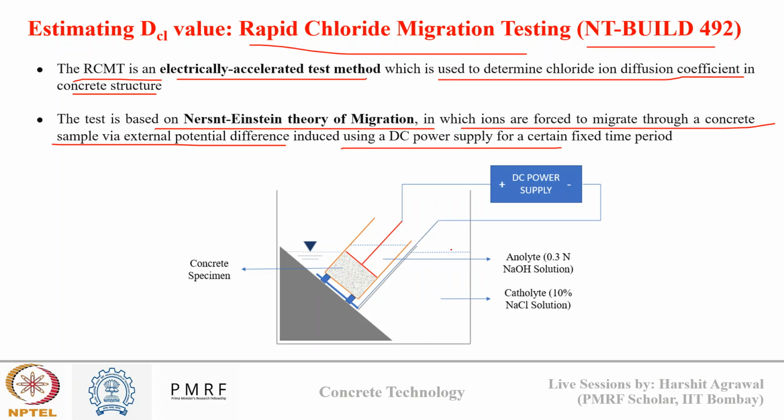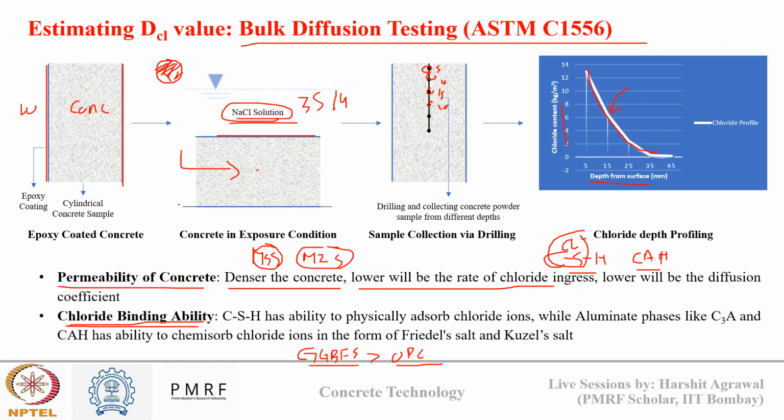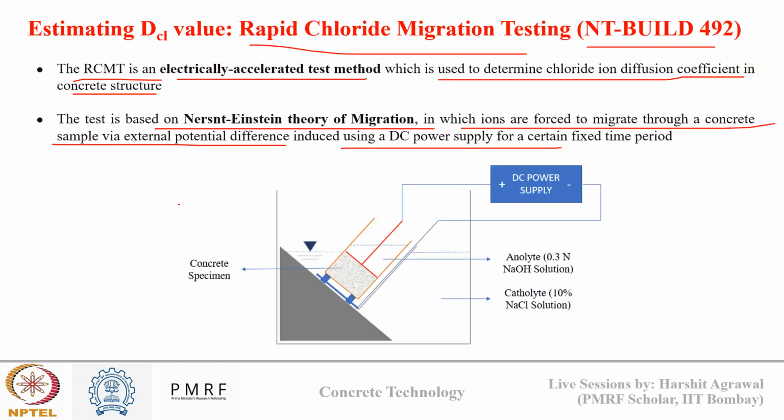So basically what happens, the chloride diffusion testing that we saw just now takes almost 35 to 40 days to give us some result. However, on site, sometimes when we prepare a trial concrete, we need the judgment of durability very quickly. And in such cases, we can use RCMT, rapid chloride migration testing, instead of bulk diffusion testing. So in the figure, you can see the setup of an RCMT.